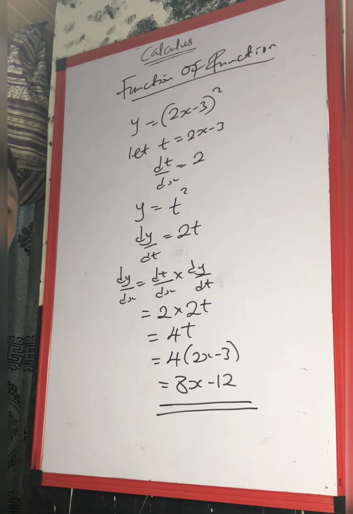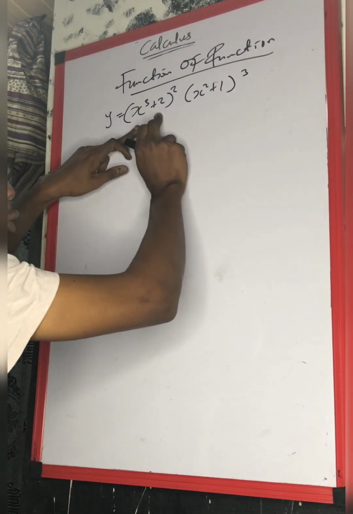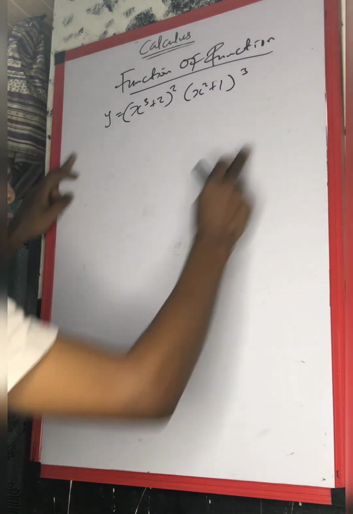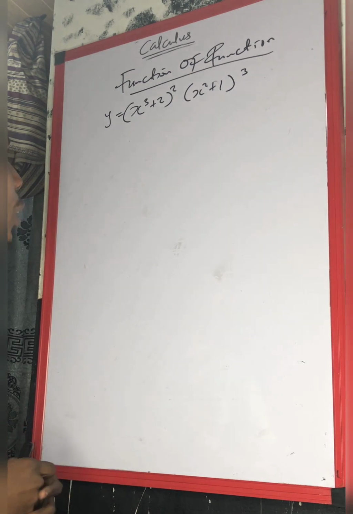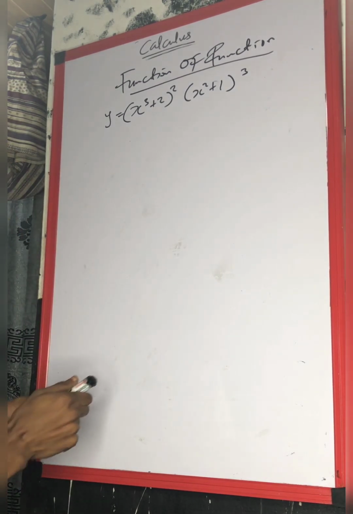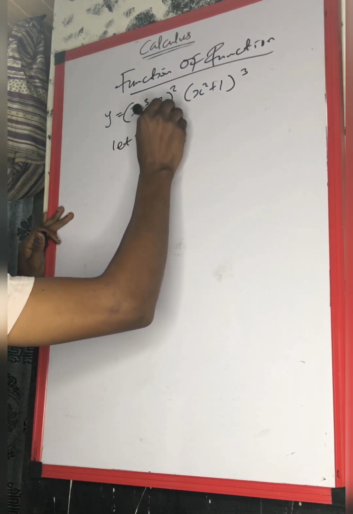Okay, so let's move to the next question. If you share this question, this one is a combination of both function of a function. This is a function of a function, and this is a function of a function. Everything here is known as the product rule. So inside this, we are having two rules.